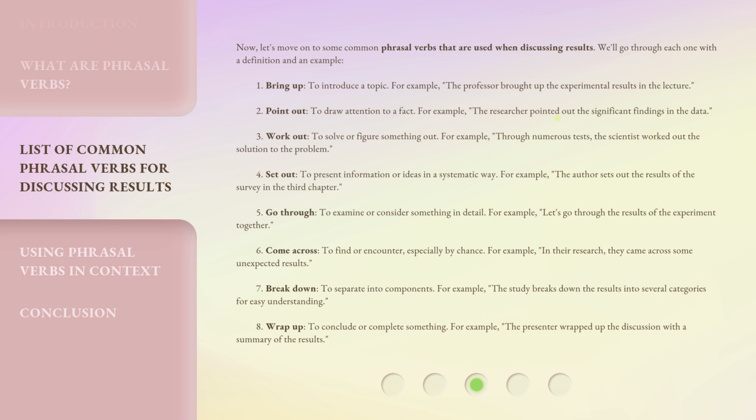6. Come across, to find or encounter, especially by chance. For example, in their research, they came across some unexpected results. 7. Break down, to separate into components. For example, the study breaks down the results into several categories for easy understanding. 8. Wrap up, to conclude or complete something. For example, the presenter wrapped up the discussion with a summary of the results.